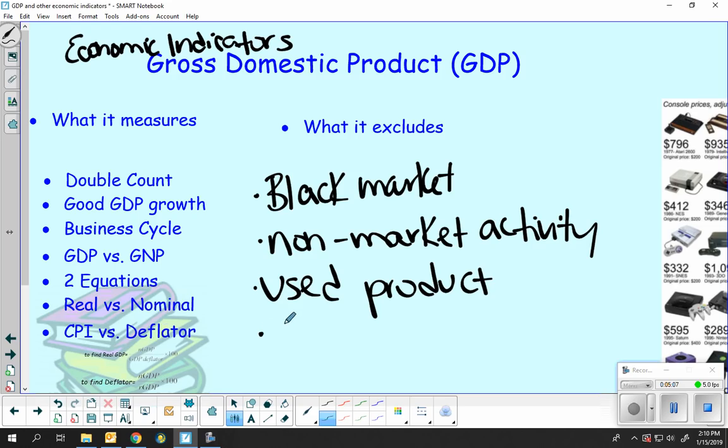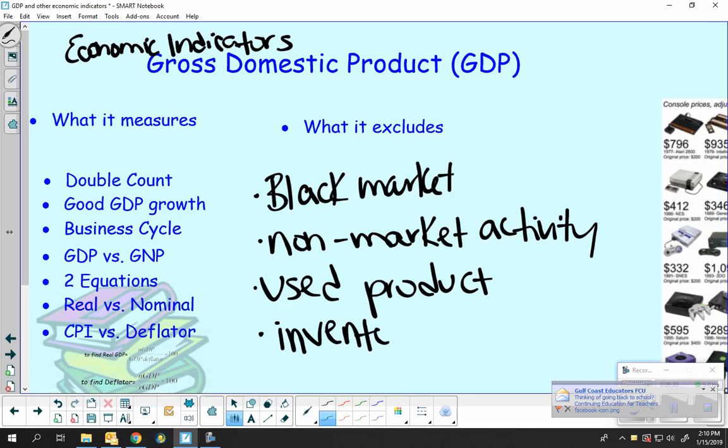Products that haven't been sold yet. So like if a business makes a product, but they haven't sold it yet, or they didn't sell it that year, it just sat on the shelf collecting dust, we consider that inventory. Inventories don't count.